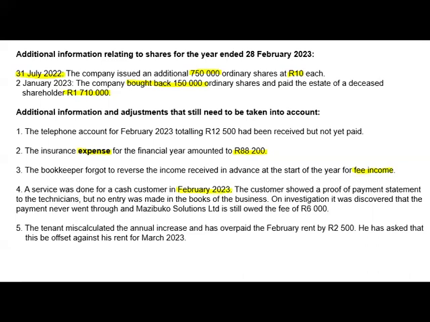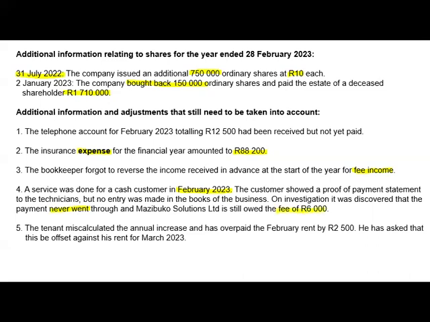The customer showed a proof of payment statement to the technician, but no entry was made in the books of the business. So it means that our fee income is understated. By how much? I don't know. On investigation, it was discovered that the payment never went through. So we never actually received the payment, and Mazibuko Solutions Limited is still owed that fee.